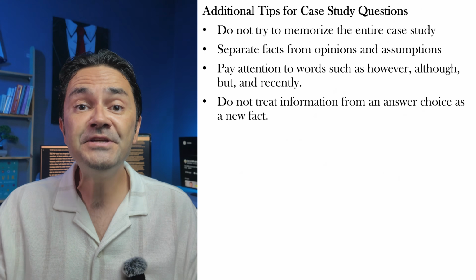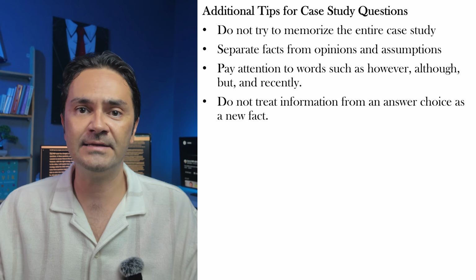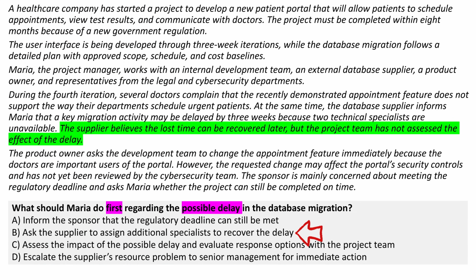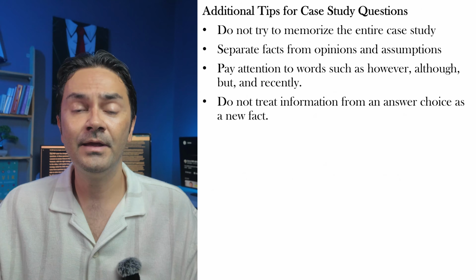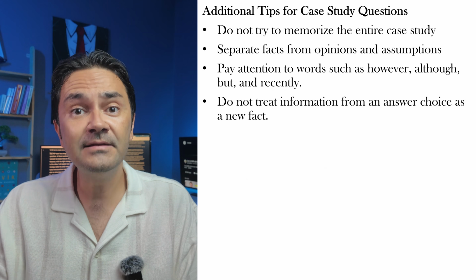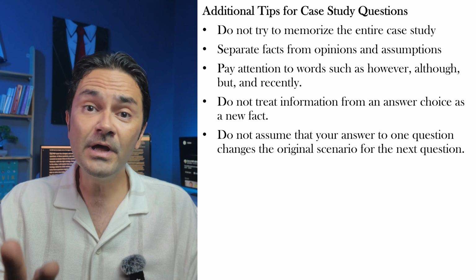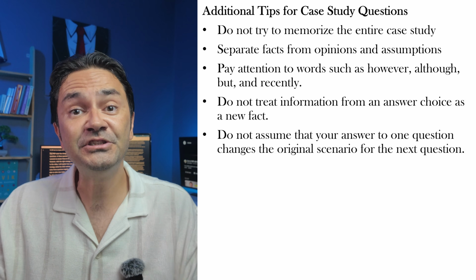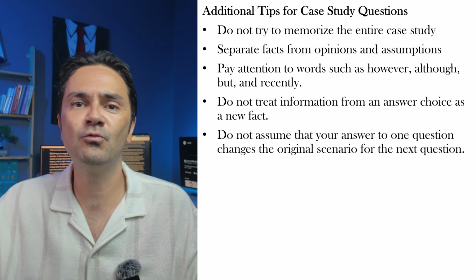Do not treat information from an answer choice as a new fact. For example, option B mentions assigning additional specialists. This does not mean that assigning more specialists will definitely solve the problem. It is only a possible action presented as an answer choice. Do not assume that your answer to one question changes the original scenario for the next question. This is important. Each question should normally be answered using the original information in the case. Unless the next question gives you new information, return to the original scenario.